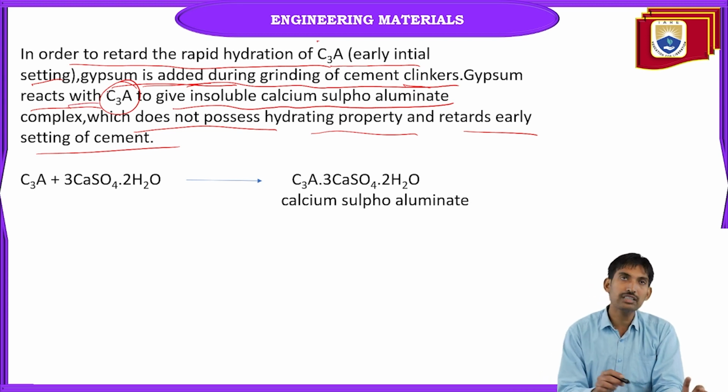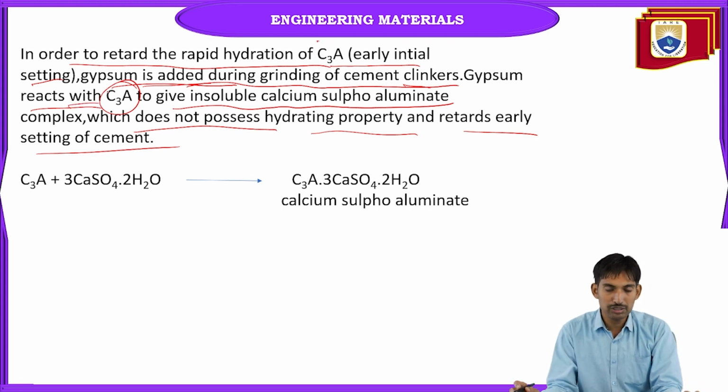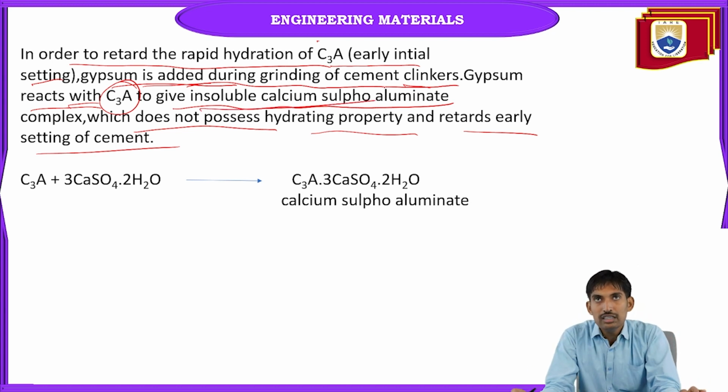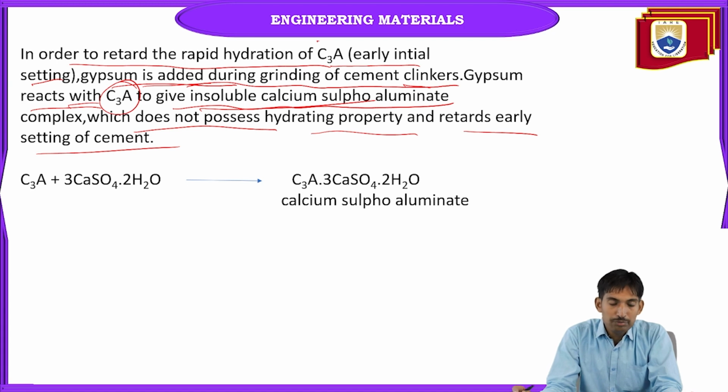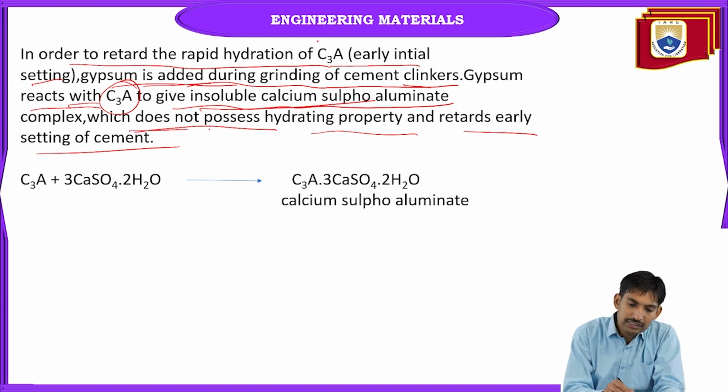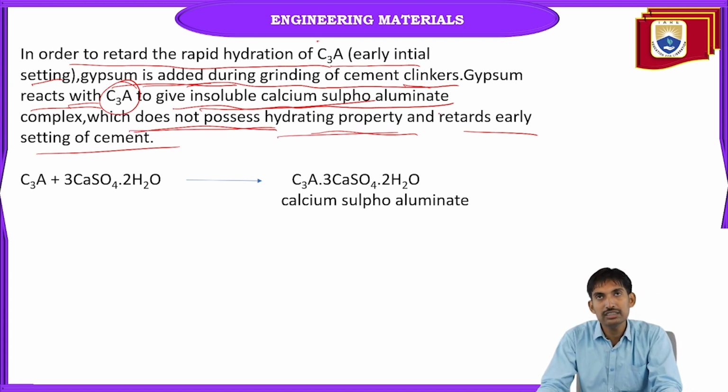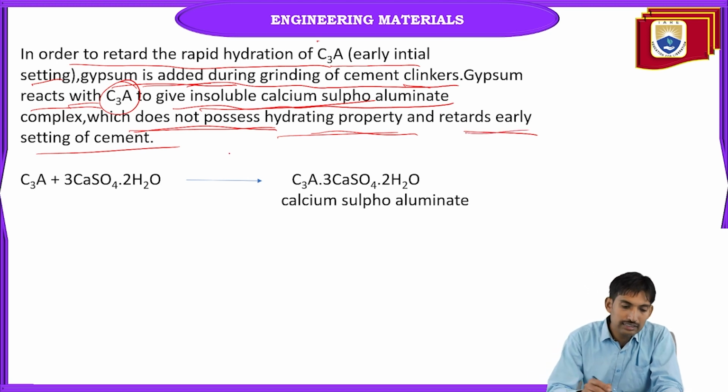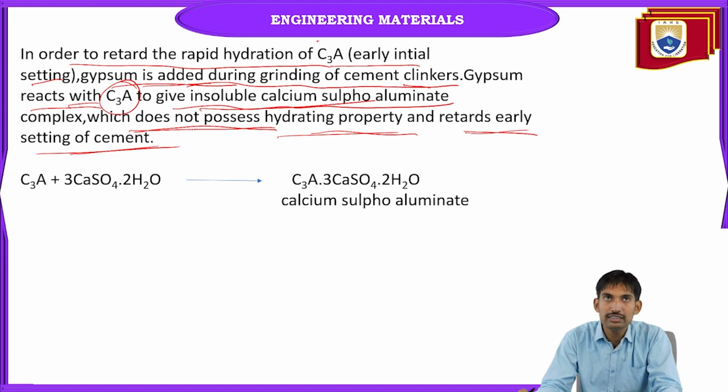The gypsum reacts with C3A, tricalcium aluminate. It gives the insoluble calcium sulfoaluminate complex, which does not possess hydrating property. It does not possess any hydrating process and retards early setting of the cement. It prevents the early setting of the cement.